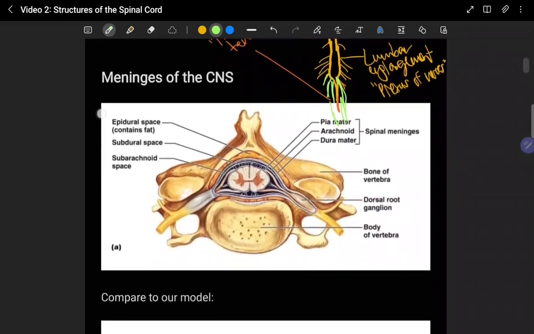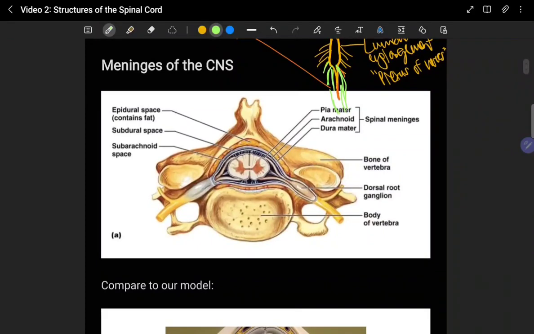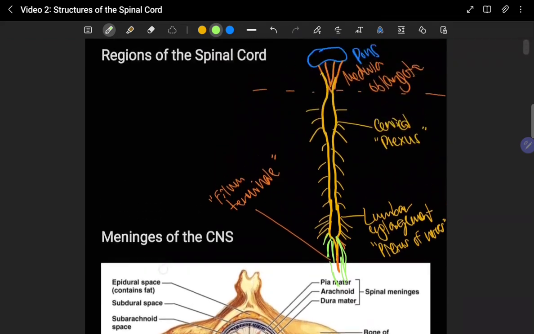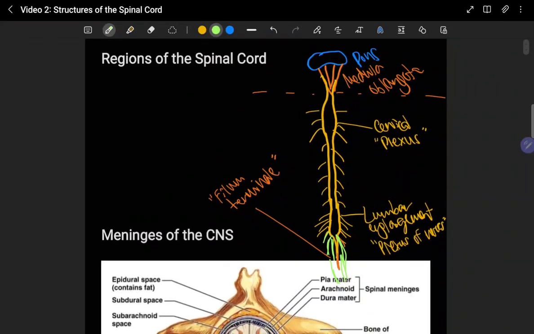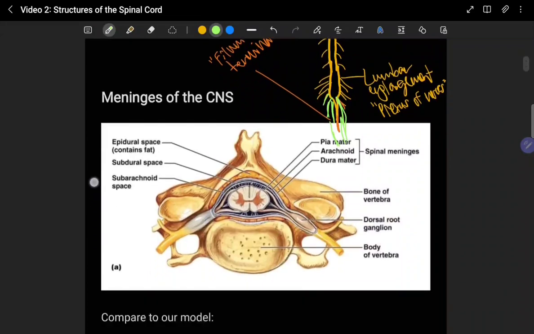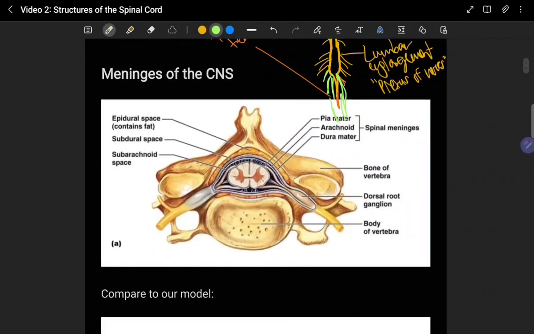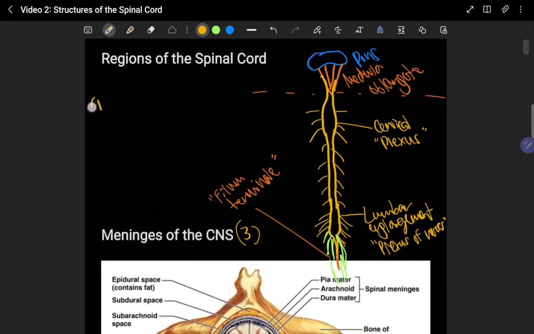So we have the meninges of the CNS. To review, the CNS is going to be brain and spinal cord. The meninges are going to coat our brain, and they're going to continue down into the spinal cord to coat those structures. So we have three meninges. The outermost layer is going to be our dura mater. So let's come up here and write those down.